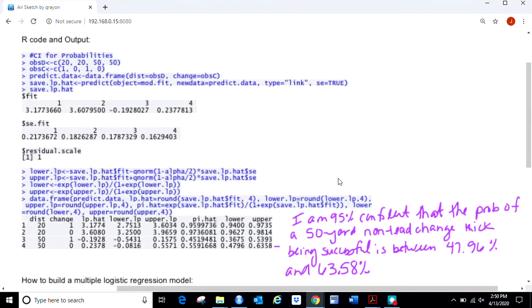Because in the next video, we're going to talk about how to continue to add more explanatory variables, but talk about the method in which we will be doing so as well.